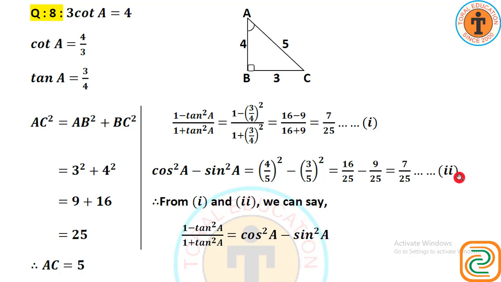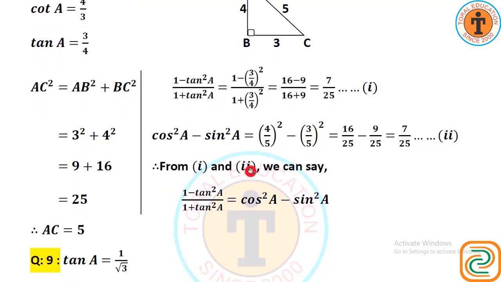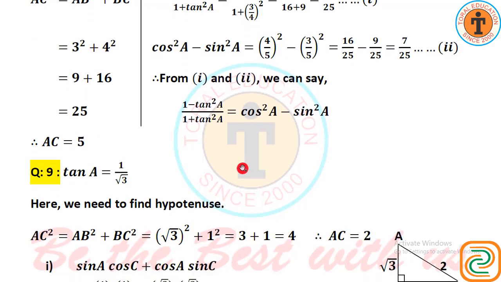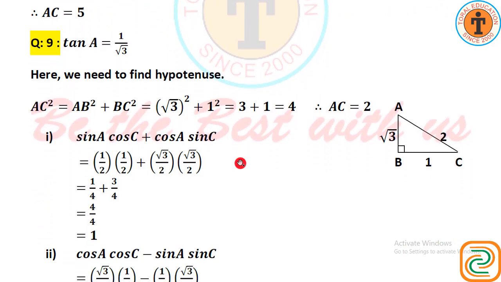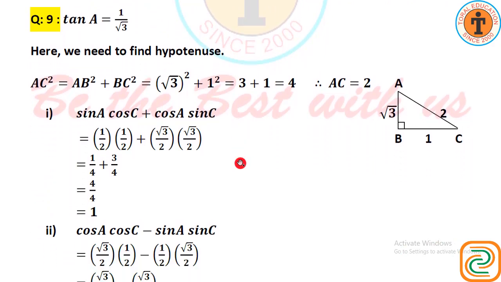From 1 and 2, we can say that (1 minus tan square A) upon (1 plus tan square A) equals cos square A minus sin square A. Both are equal. So we can say yes, these are equal. Question number 9. Now you have to understand and pay your attention towards the question.